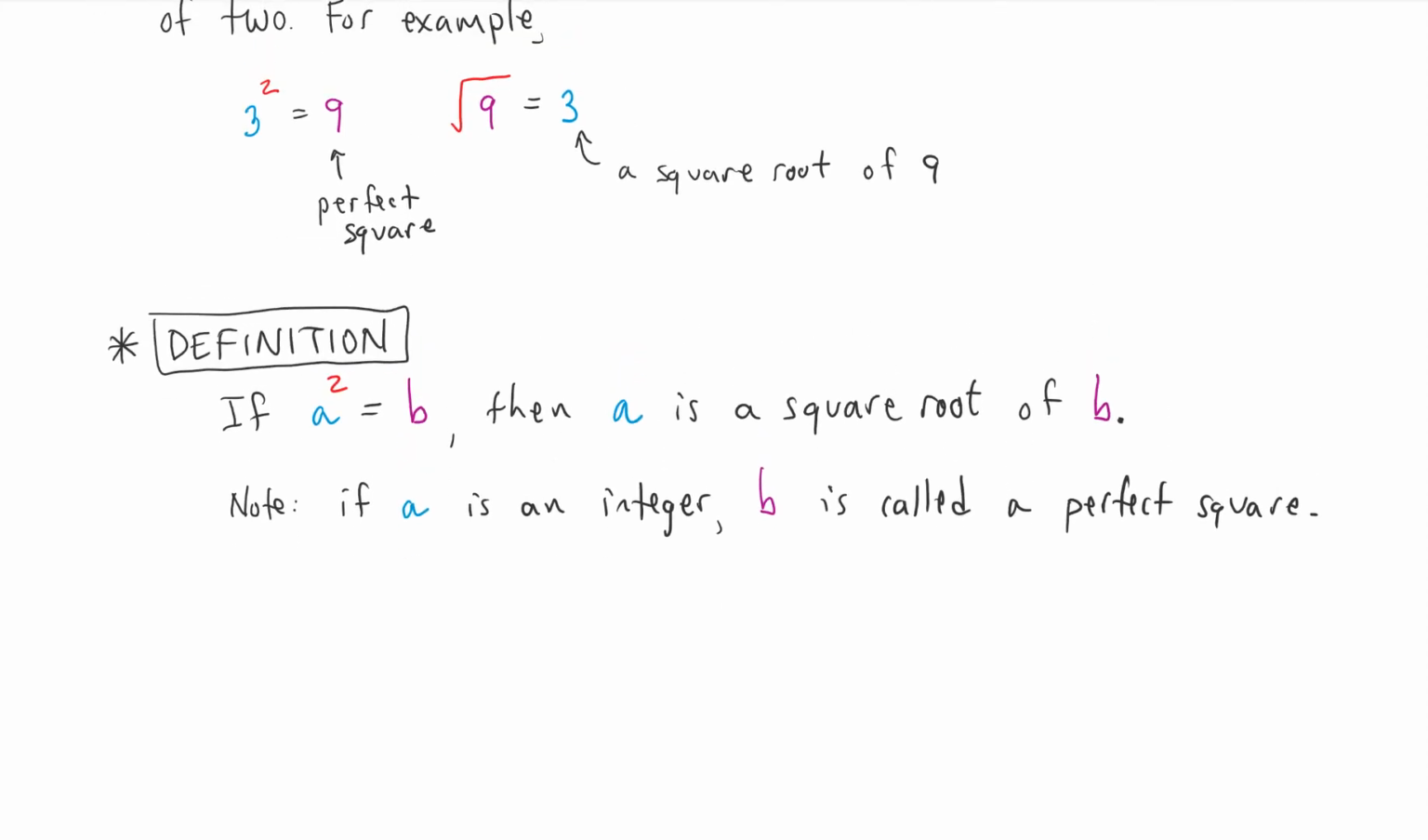So you can see using the example we have right above us, we have 3 squared is 9. So 3 is the a, 9 is the b. And sure enough, over here, the square root of 9 is 3. So 3 squared is 9, then 3 is a square root of 9. We can see that in the example just above.